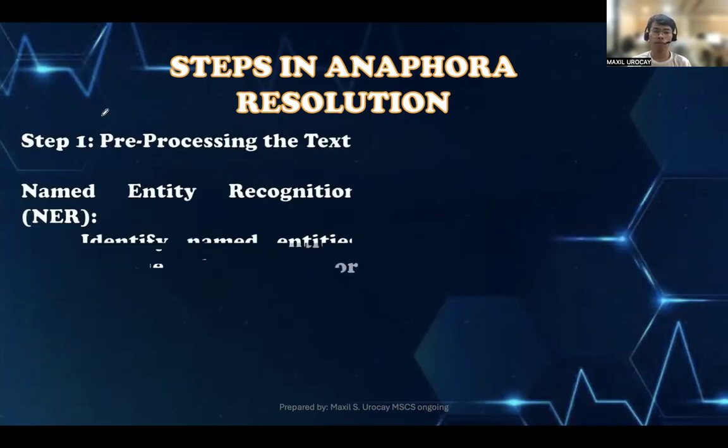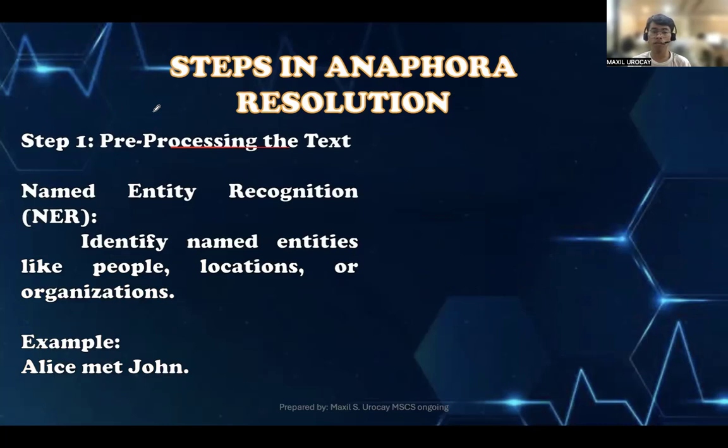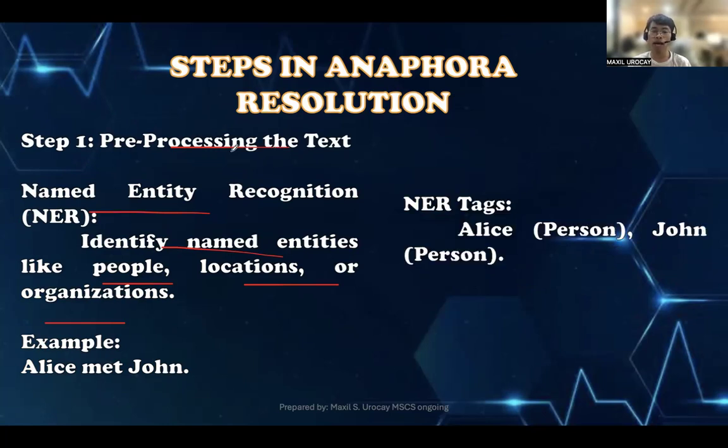Now, in terms of pre-processing the text, we also have named entity recognition, where we identify named entities like people, locations, or organizations. So Alice met John. How can we do that? Alice is a person, John is a person, like that.